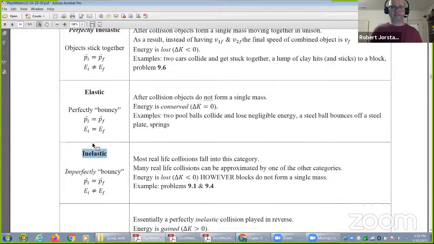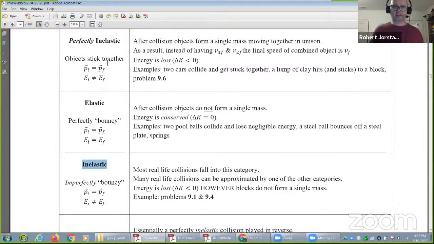Inelastic. Notice the difference. Perfectly inelastic, they stick together. Inelastic means it's imperfectly bouncy. So most real life collisions will fall into this category, and energy is lost. However, the blocks do not form a single mass. We'll look at some examples soon.